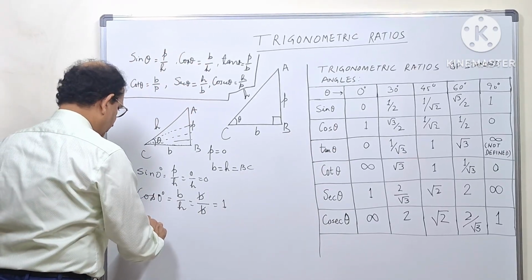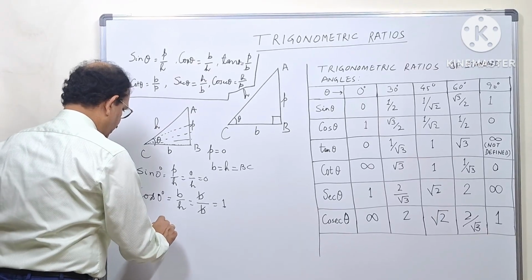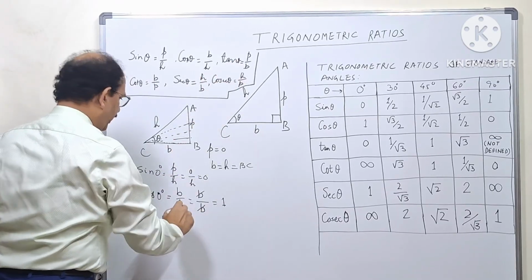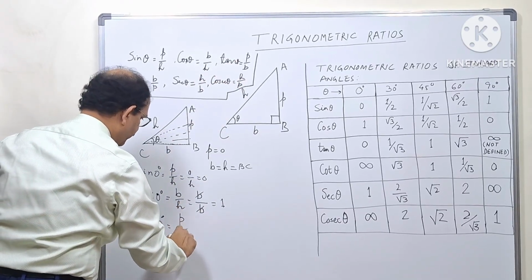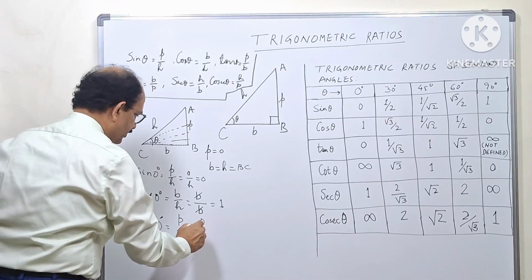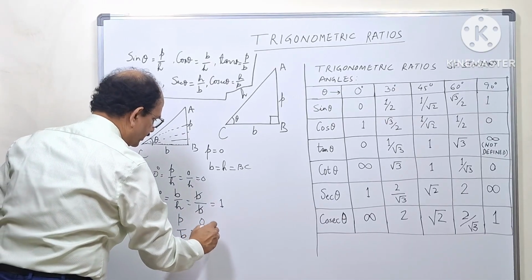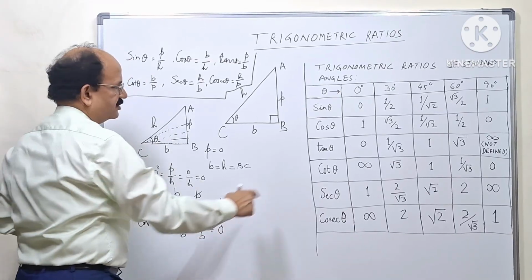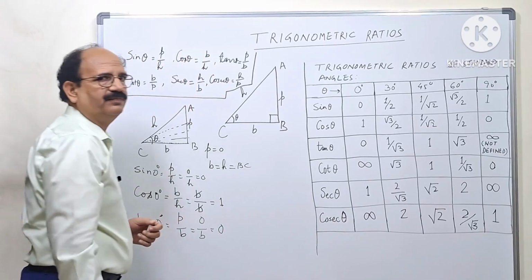What about tan 0? Tan 0 degree will be perpendicular by base. In this case, perpendicular is 0. So 0 divided by whatever be the length of the base, 0 divided by any number will be 0. So likewise you get 0.